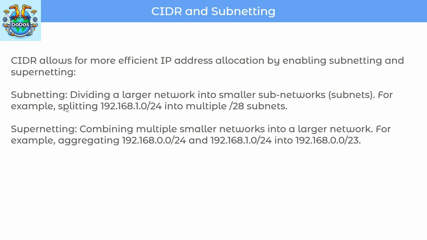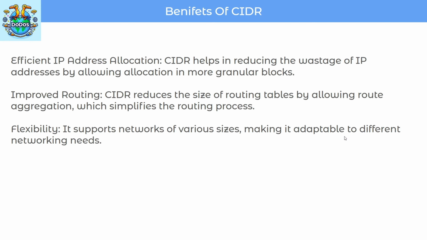So what does it do? CIDR allows for more efficient IP address allocation by enabling subnetting and supernetting. Subnetting is dividing a larger network into smaller subnetworks, or subnets, and an example would be splitting 192.168.1.0/24 into multiple /28 subnets. Supernetting is the opposite, where it's combining multiple smaller networks into a larger network. For example, aggregating 192.168.0.0/24 and 192.168.1.0/24 into 192.168.0.0/23. So two /24 networks turn into one /23 network.